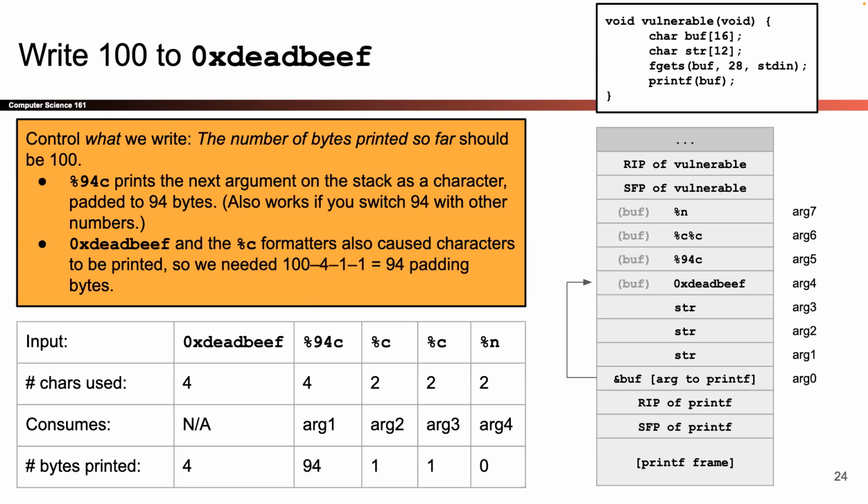But in this case, it turns out to be pretty useful for my purposes because if I do that, 94 characters get printed just by using this little input. So this input did two things. It went on the stack and used up one of the arguments, so that future % use arguments even higher up. And it also causes 94 characters to spill out into whatever output printf is writing to.